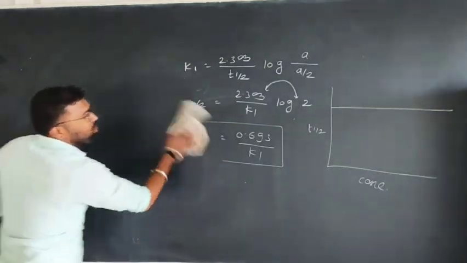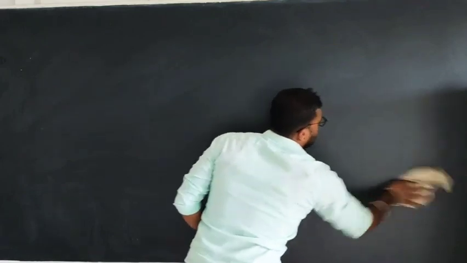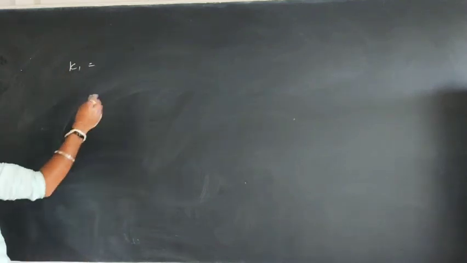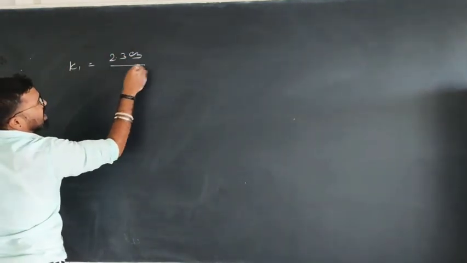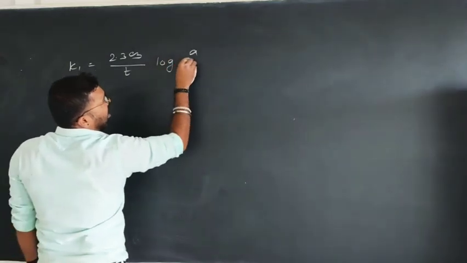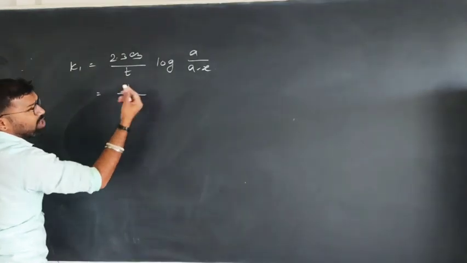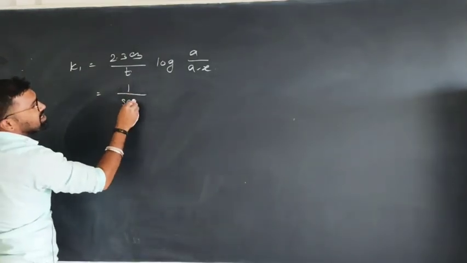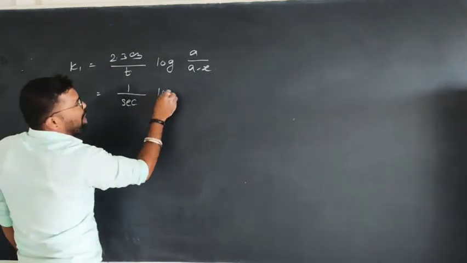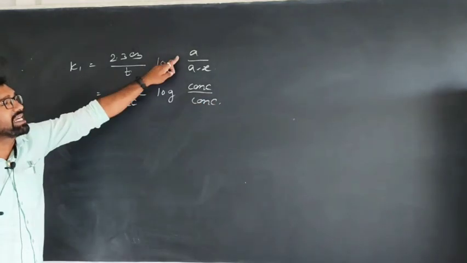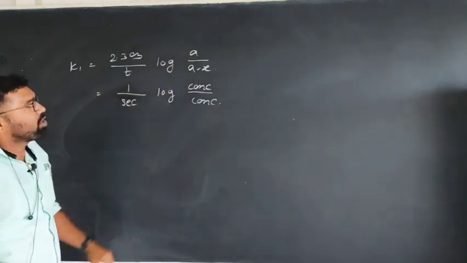Now the third and important thing is the unit for the first order reaction. Don't memorize the units, pay attention here. What is the unit of the rate constant for a first order reaction? Remember the general expression: k1 is equal to 2.303 upon t into log to the base 10 of a upon a minus x. What is 2.303? It is a constant, so I write here 1. What is t? Second. Log stays as it is. What is this term? Concentration. What is this term? This is also concentration, the initial concentration and the concentration at time t.